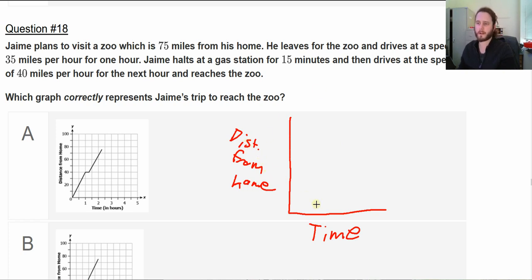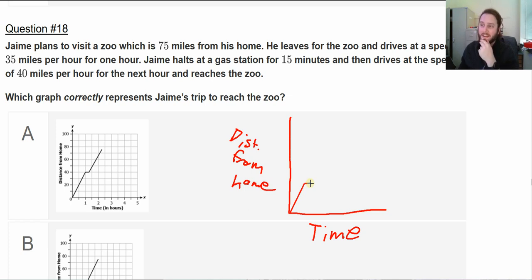So for this one, I've kind of gone ahead and sketched something out. We know he plans to visit the zoo, which is 75 miles from his home. So he leaves for the zoo and drives at a speed of 35 miles per hour for 1 hour. And then he stops at the gas station for 15 minutes. So we know he's gonna leave home, he's not quite gonna get to the zoo, and then he's gonna stop for like a short period of time.